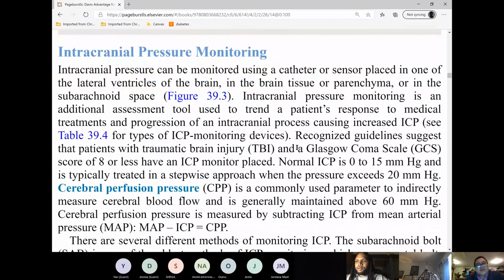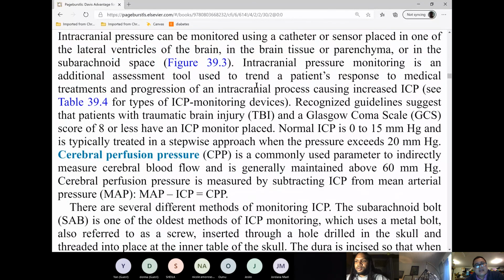As I mentioned earlier, the intracranial pressure monitoring is done using an intraventricular catheter. The doctor will be inserting that.